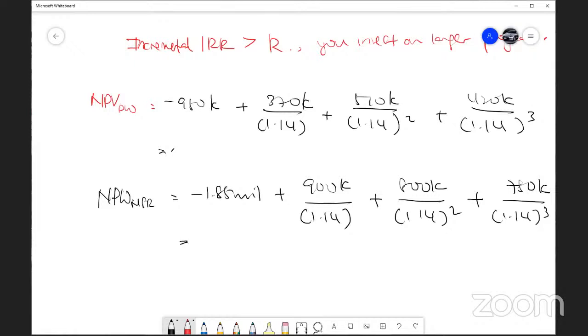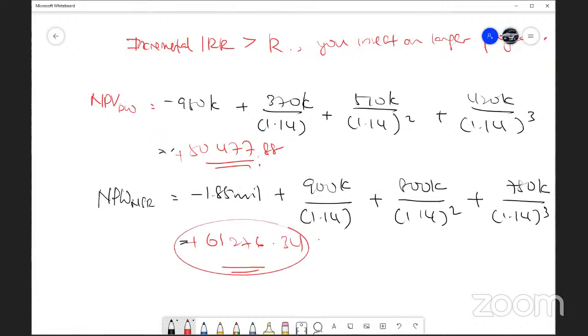All right. So deep water fishing is 50,477. Sorry, 40,477.88. Another one is 61,276.34. So both also positive. Okay, both also positive. All right. So since this is bigger, you will choose the submarine ride.